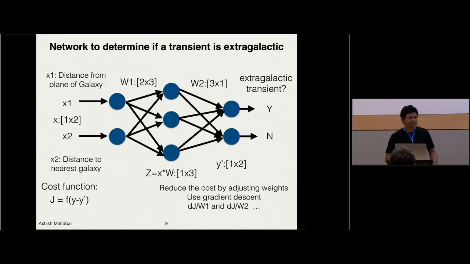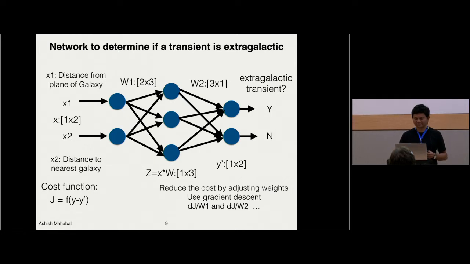And if we look at a simple example in astronomy, say we wanted to construct a classifier that uses just the distance from the plane of our galaxy and the distance to the nearest galaxy to say whether a given transient is extragalactic or not. You can just have these two inputs. You have a 1 by 2 matrix, some weights, and a hidden layer which has 3 neurons, so a 2 by 3 matrix, this should be 3 by 2, and the output is whether something is an extragalactic transient or not, just based on these two things. And you can have a set of objects, train it, and this will start giving you output related to that.